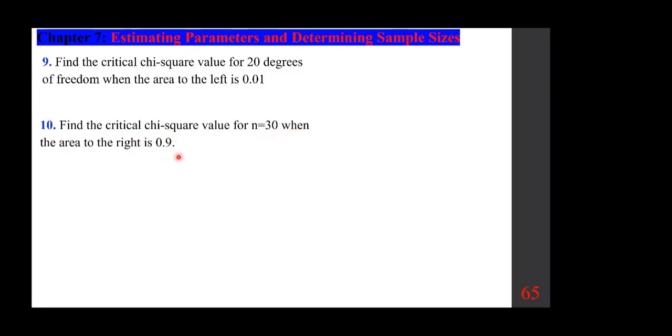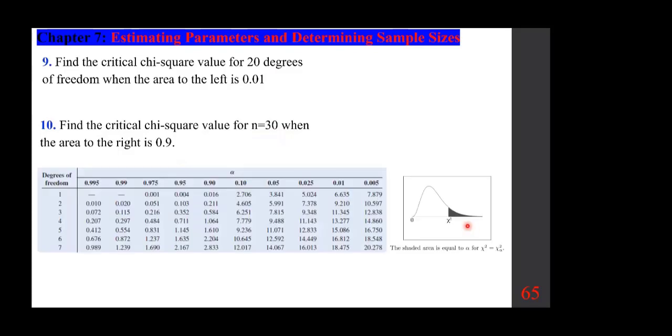In the case of a chi-square, you need two things. You need the area to the right, and you need degrees of freedom to do the reading. So for question number 9, degrees of freedom is given as 20. Area to the left is 0.01. That means area to the right is 1 minus that.